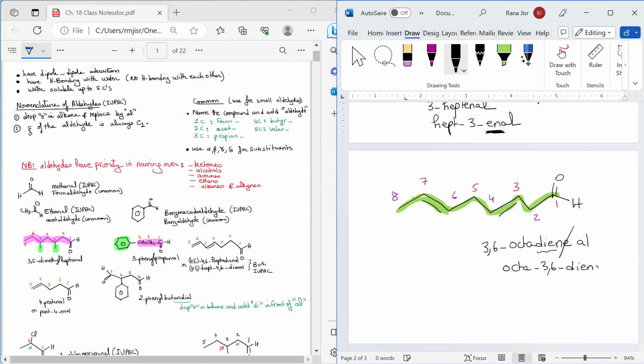Don't forget, whenever you have double bonds, you have to include the stereochemistry. So on 3, this is an E, and on 6, this is an E as well, and then the rest of the name.